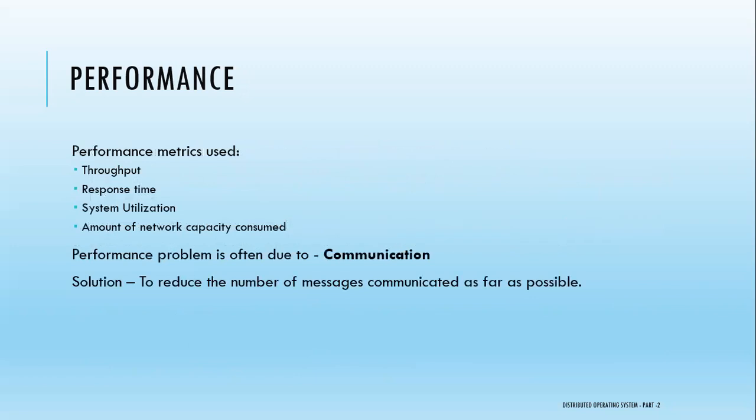The performance metrics used are, first, throughput, then response time, system utilization, and amount of network capacity consumed. A performance problem is often due to communication, so the solution is to reduce the number of messages communicated as far as possible.